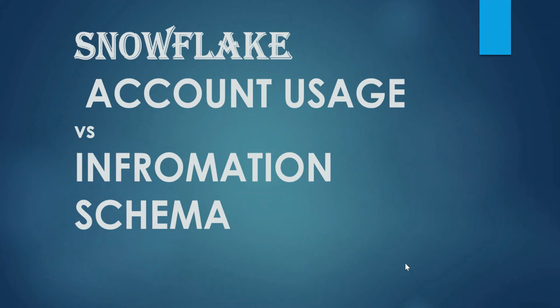Then we will be utilizing the account usage and the information schema. We have around 110 views in the account usage schema and around 40 views in the information schema. Both serve different purposes, and we have to understand when exactly you will go for account usage schema views versus the information schema views. I will give you the key differences at the end of these two views, and also why there is such a difference between the account usage and the information schema view counts.